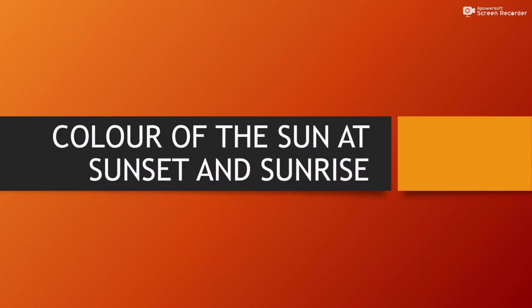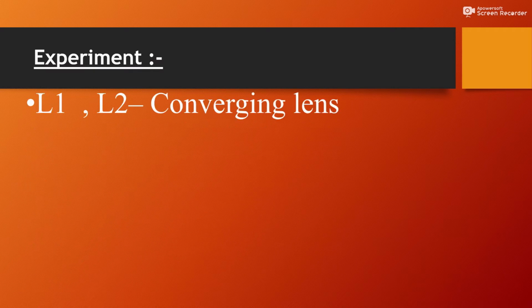Hello everyone, today's topic is the color of the sun at sunset and sunrise. Let us learn this topic with the help of one experiment. First of all, we will discuss its terminologies.